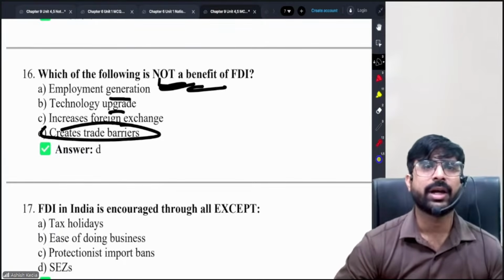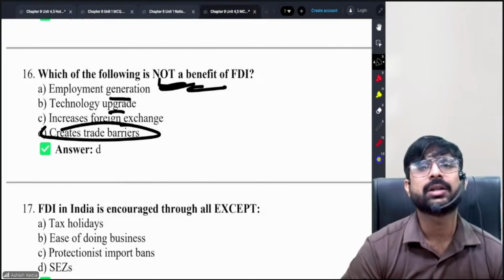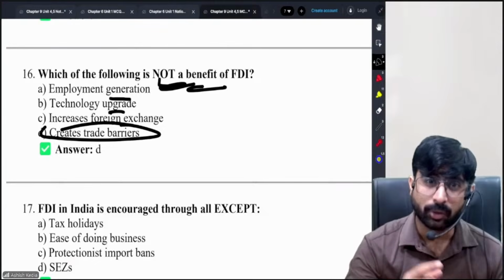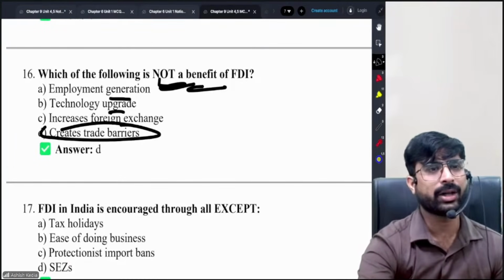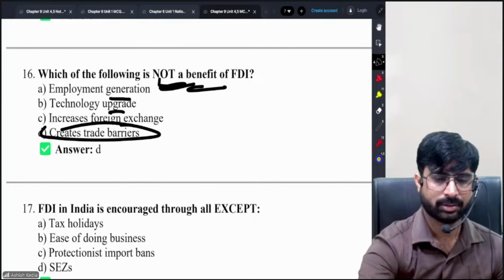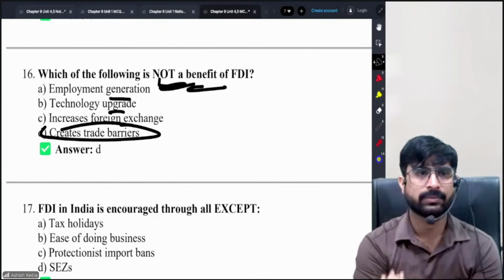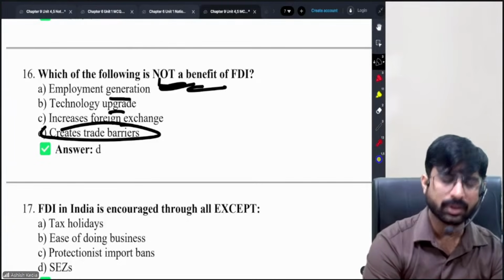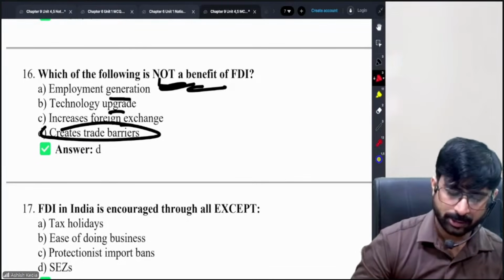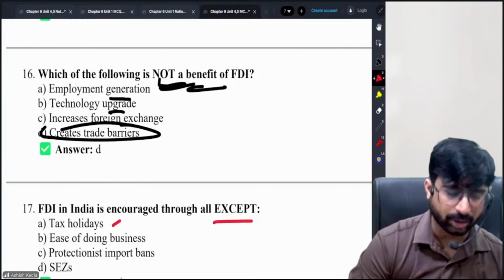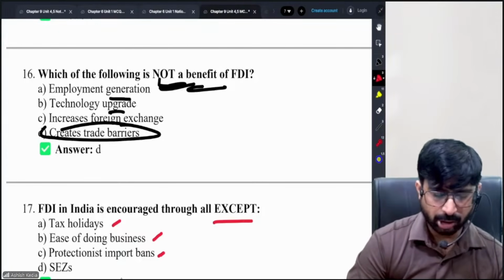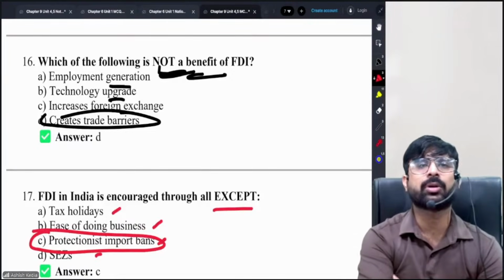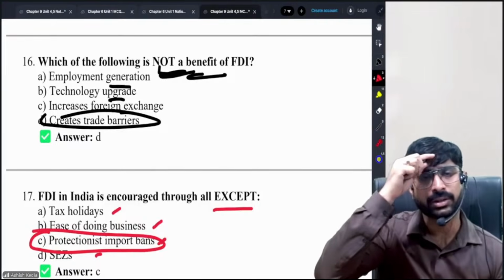Now the government wants FDI to come into India. So the government gives away a lot of incentives to the outsiders. Which of the following is not an incentive to encourage investment? FDI is encouraged in India through all except tax holiday, ease of doing business, protectionist import ban, or SEZ? The correct answer is protectionist import bans.